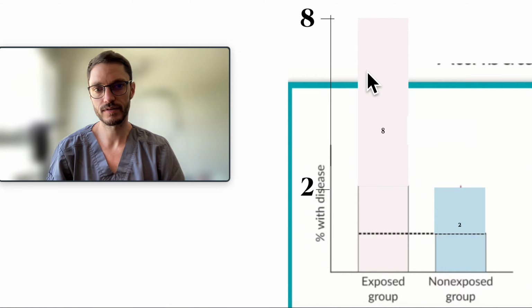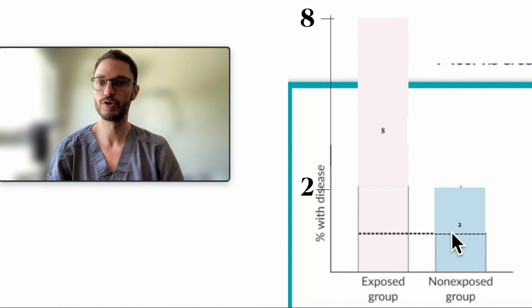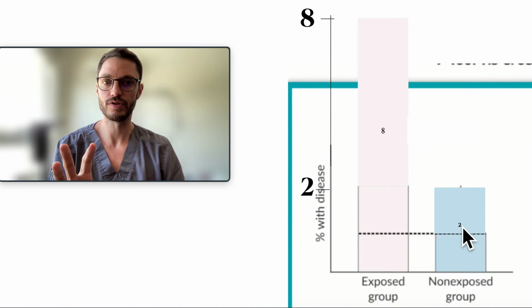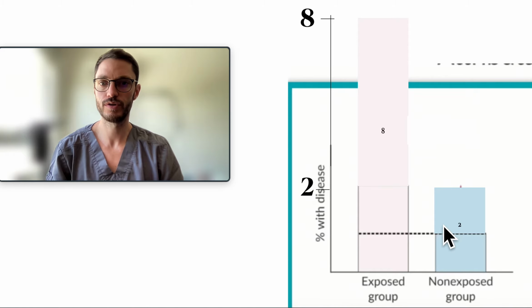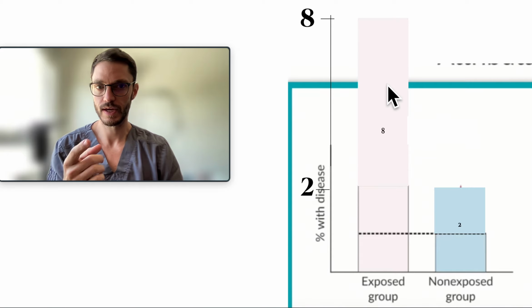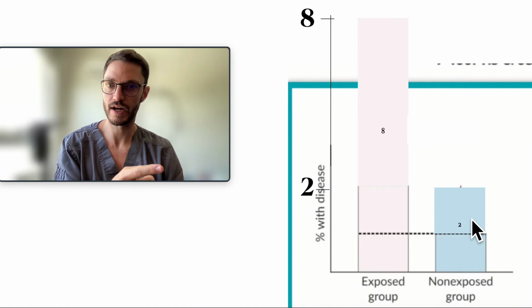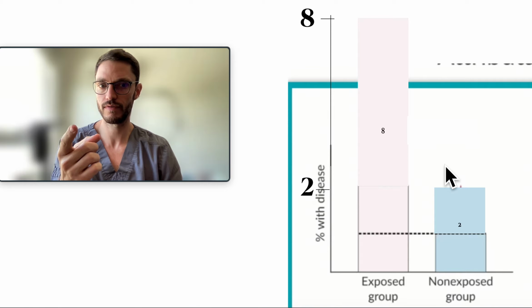So I made this column much higher and this one a little higher. Here we have the percentage of the disease. In the exposed group, we have 8%, and in the non-exposed group, we have 2%. If I ask you to calculate the relative risk for this graph, what will you do? It will be exposed over non-exposed. 8 over 2 will give you 4.